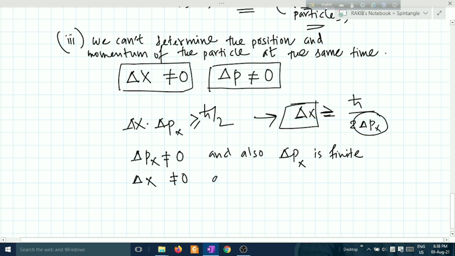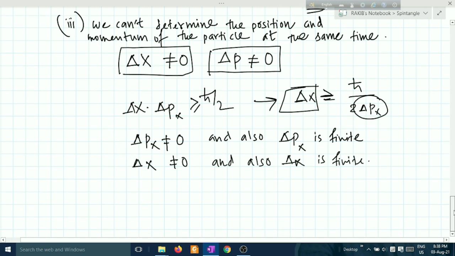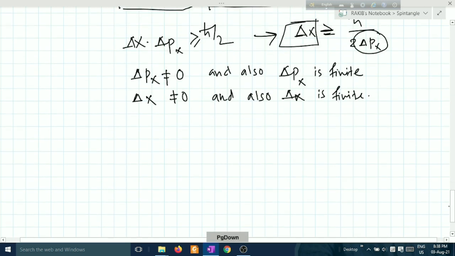And also delta x is finite. This one is the third property and a very important property. Sometimes in competitive examinations you could be asked about these kinds of properties. In conceptual questions, there can be some questions from these kinds of concepts.